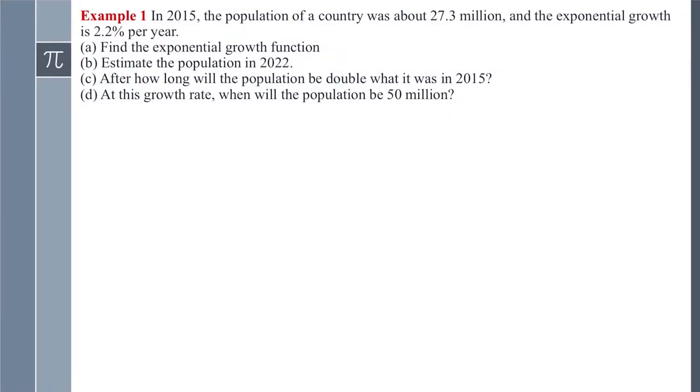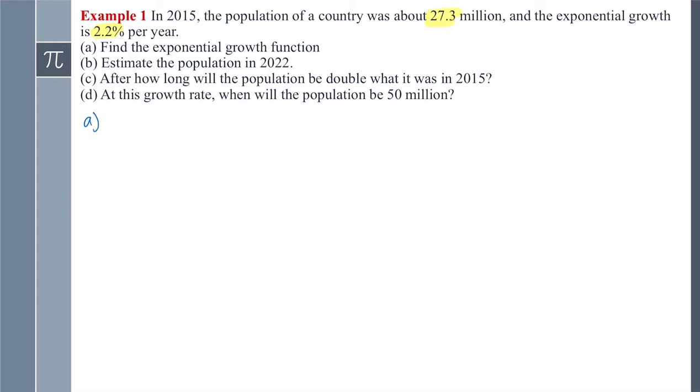Now let's look at an example. Here's an example of population growth. In a certain country, the population in 2015 is 27.3 million, and it has an exponential growth rate of 2.2% per year. We are asked to find the function representing this population growth. So let's go ahead and write that down.